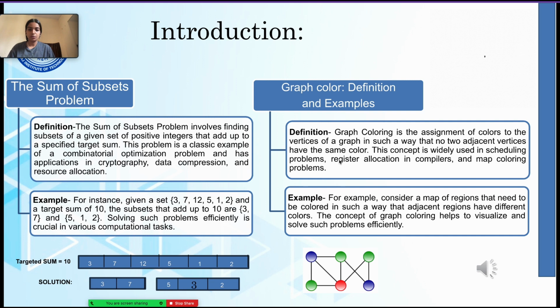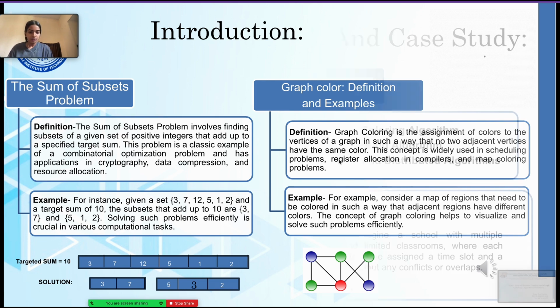Second, graph coloring. In this problem, we have to color the graph in such a way that no two adjacent regions or vertices have the same color.